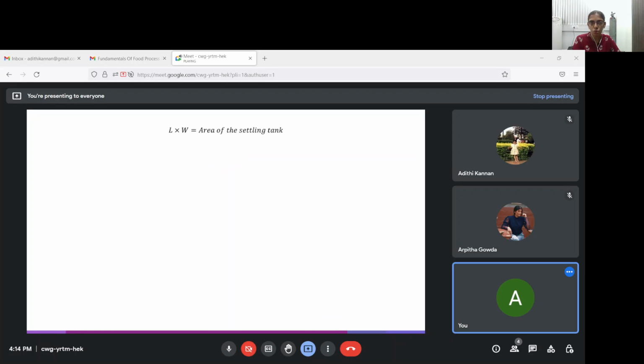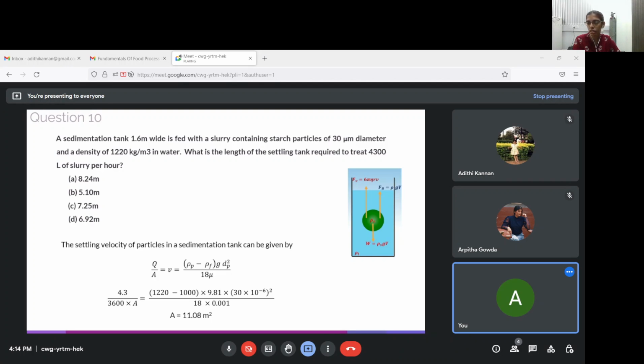So any doubts on how to calculate the settling velocity of a particle in a sedimentation tank? And from that settling velocity we calculate the area with the volumetric flow rate given. And from area we can calculate the dimension of the sedimentation tank required to enable 4300 liter of slurry to be treated. So any doubts so far?